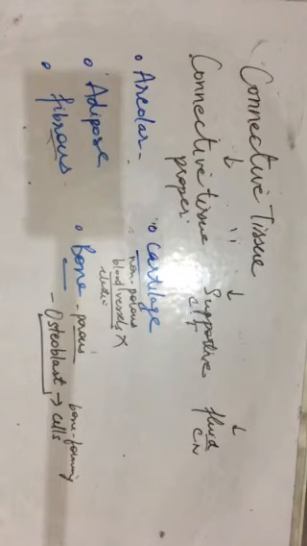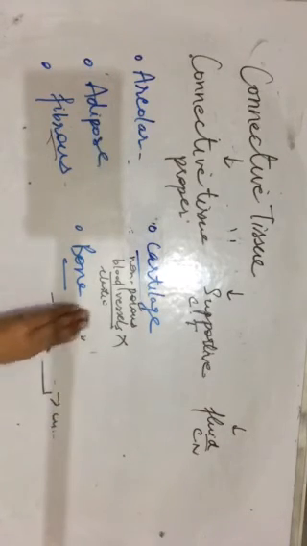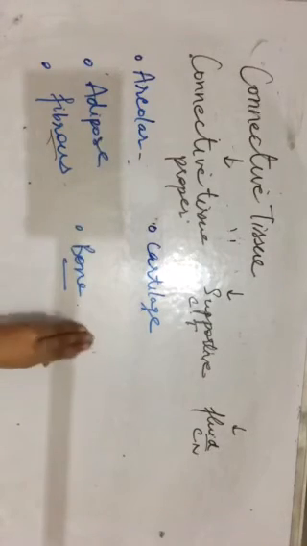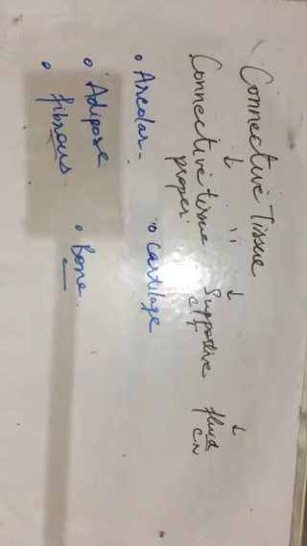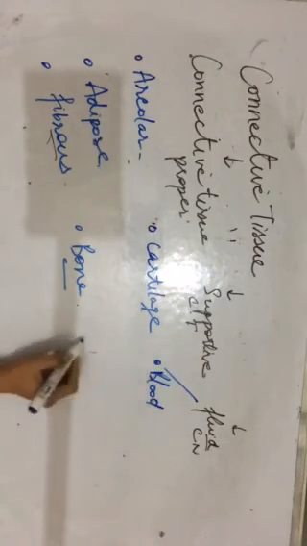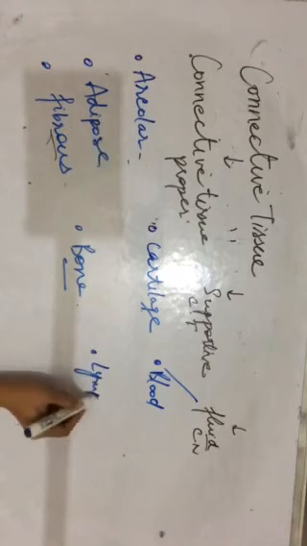Supportive connective tissue is of two types. One is cartilage, the softer one, and bone, the hard one. Okay. Now, the last part of connective tissue is fluid connective tissue. Fluid connective tissue is the one which can flow, obviously, and there are two things in your body that can flow. Number one is your blood and number two is your lymph. So it is again of two types, blood and lymph.